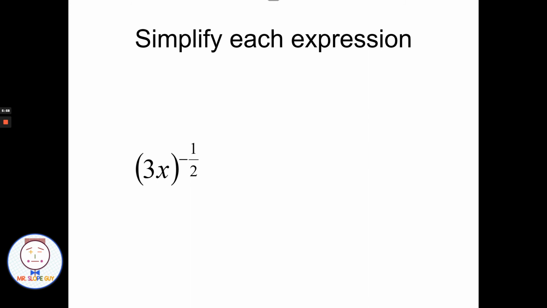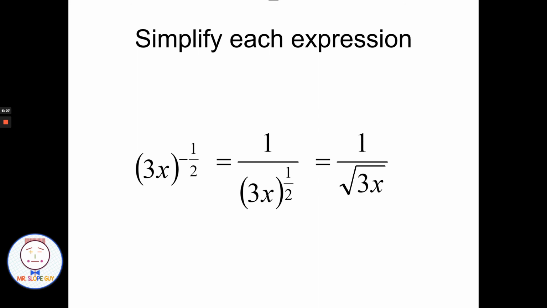How about 3x to the negative 1/2? Making it a positive exponent, I drop it to the denominator. Anything to the 1/2 power is a square root. So I get 1 over the square root of 3x.